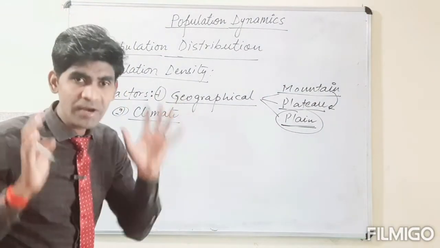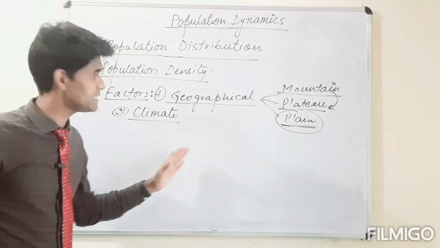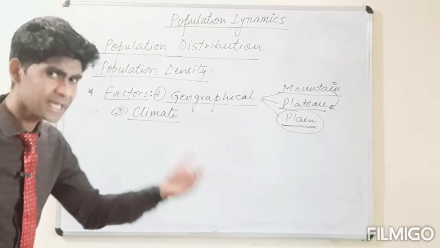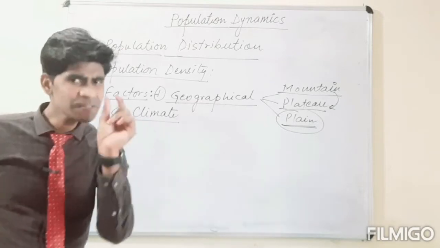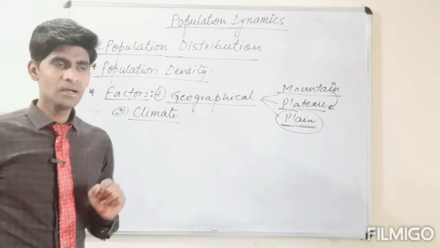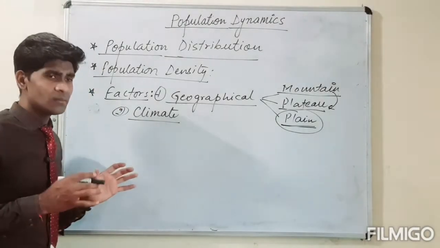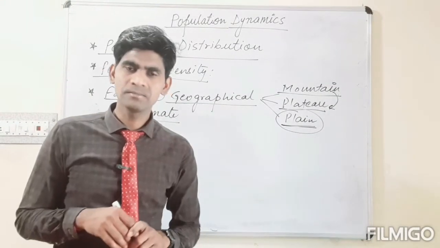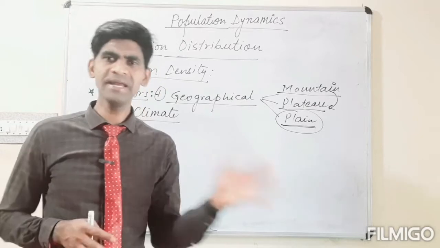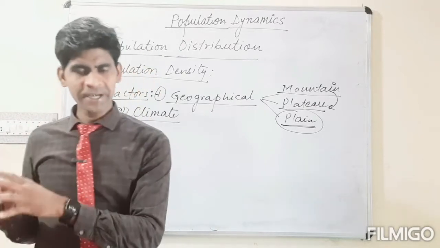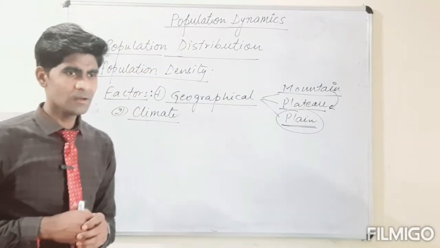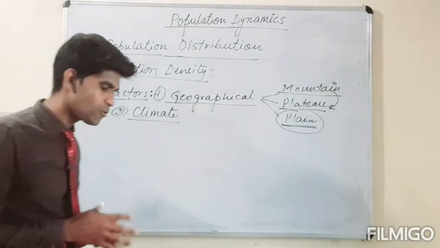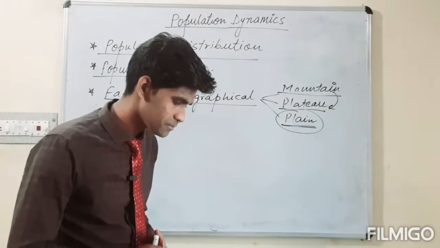In regions having extreme climatic conditions, we will see that the density of population, or we can say the distribution of the population, is sparse. But the regions which provide various climatic conditions, the summer, the winter, the rainy, all types of climatic conditions, provide better settlement of the people, better adaptation for the people and the other organisms.